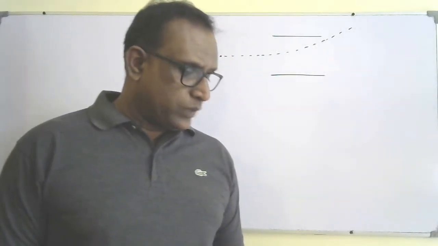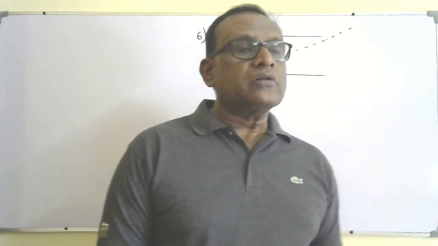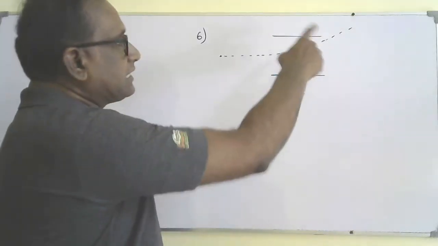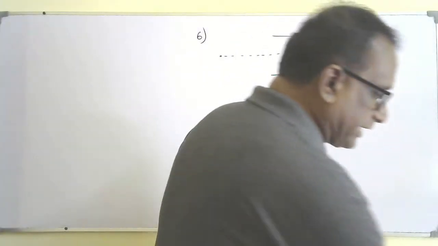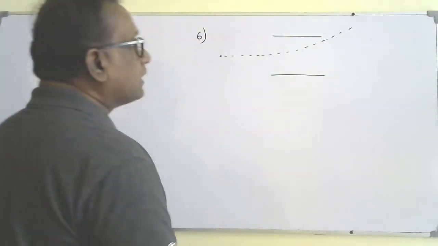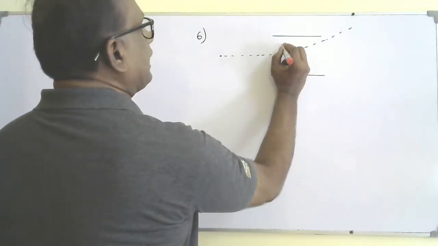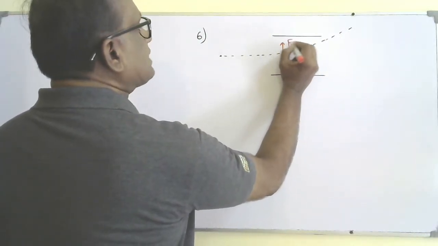Okay, question number 6. When a potential difference is applied across the parallel metal plates, the electrons are deflected. Which of the following changes would decrease the deflection of the electrons? The reason for deflection is the electrostatic force acting on the electron when it passes through the region between the plates. There will be electrostatic force acting in this direction.